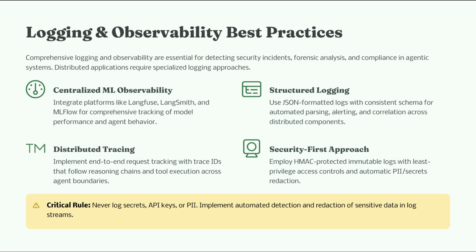Using structured logging with JSON formats allows for automated parsing and alerting, enhancing our ability to correlate data across various components. Additionally, implementing end-to-end request tracking with unique trace IDs helps us follow the journey of requests seamlessly across agent boundaries. Importantly, a security-first approach is vital. This means employing HMAC-protected immutable logs and ensuring that sensitive information is never logged in the first place. As we transition to the next topic, let's explore the specialized incident response strategies necessary for these dynamic systems.